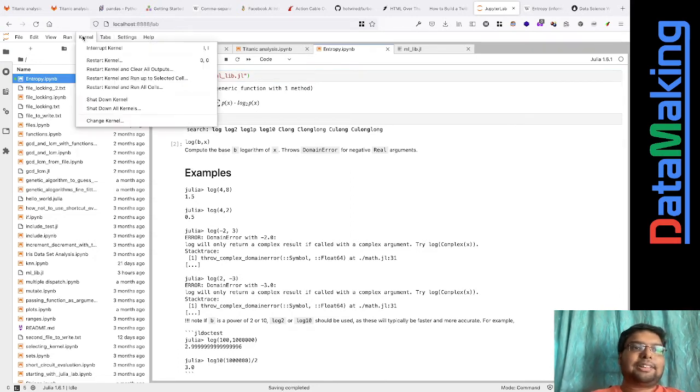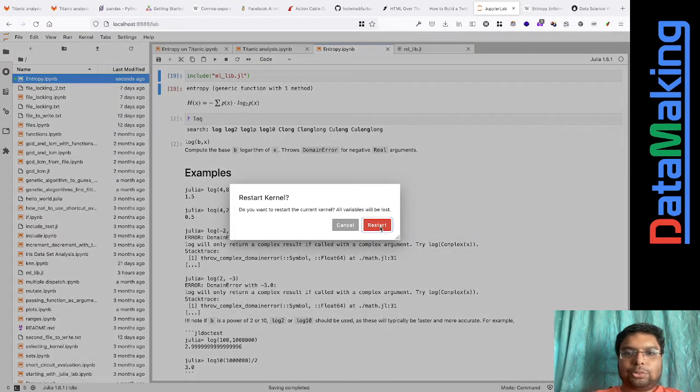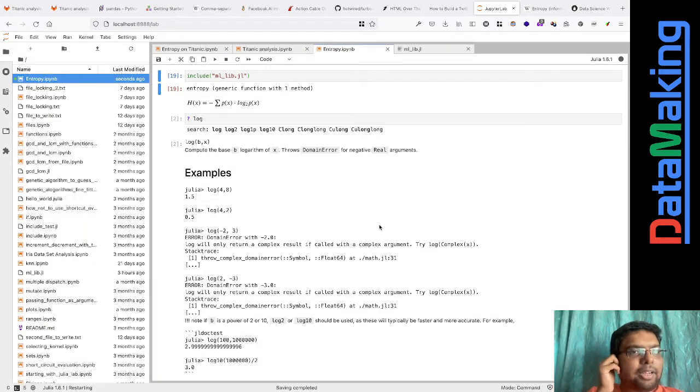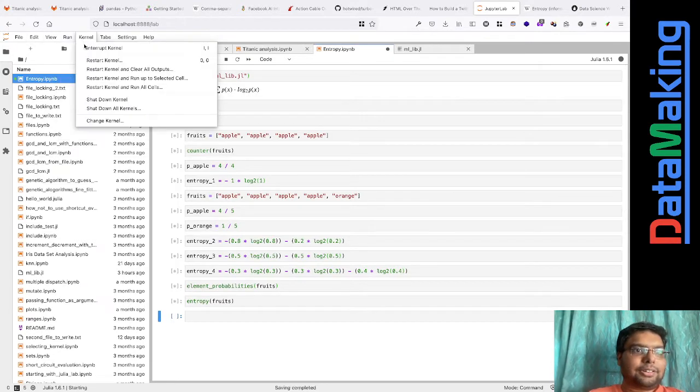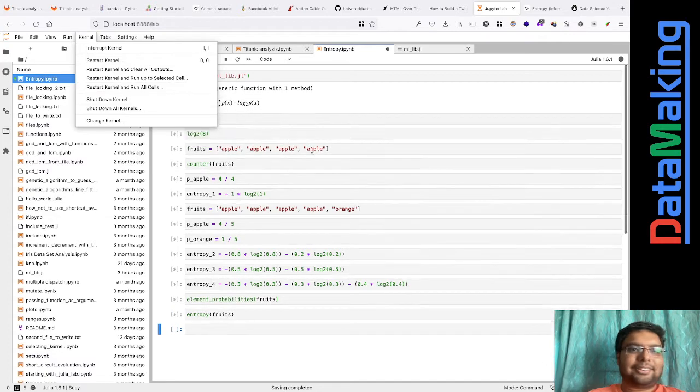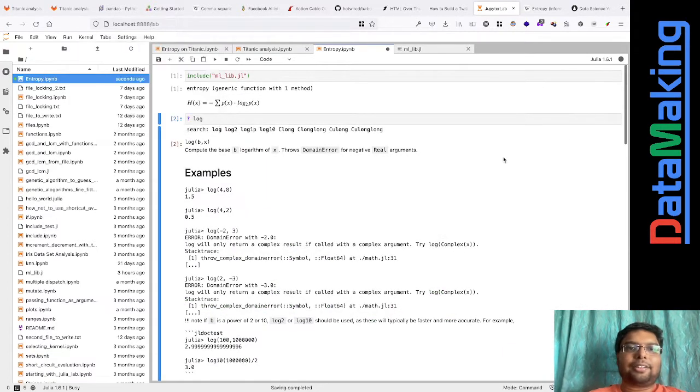Anyway, let me restart the kernel and run all steps. If at all you're having some big error in Jupyter notebooks, you have messed something up, just do this: kernel, restart kernel and run all cells. Yeah, that's it.